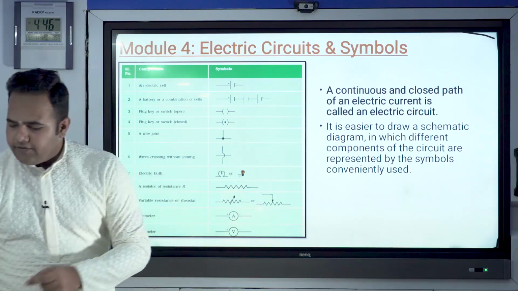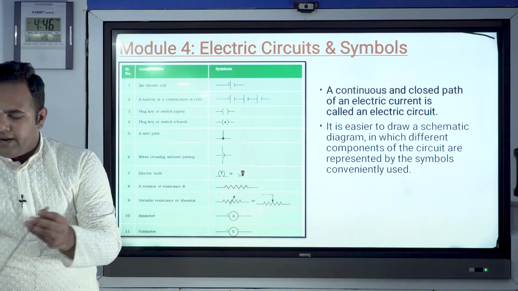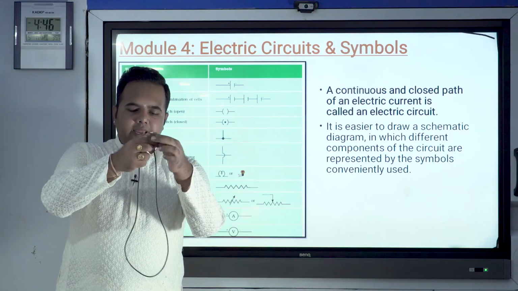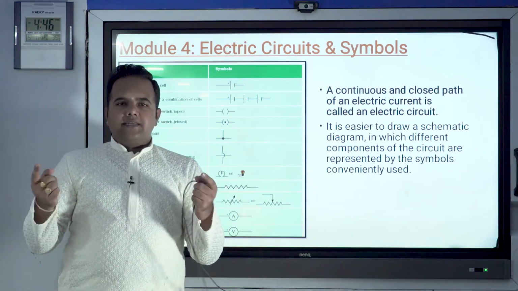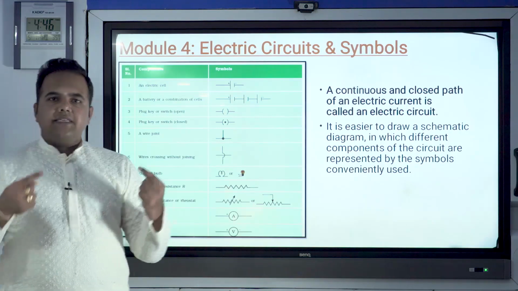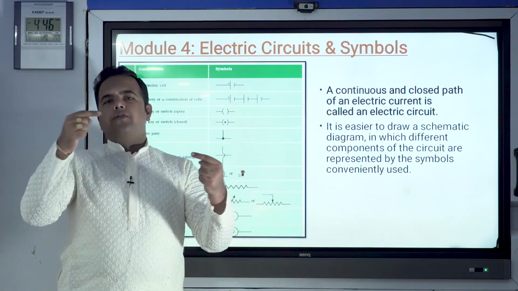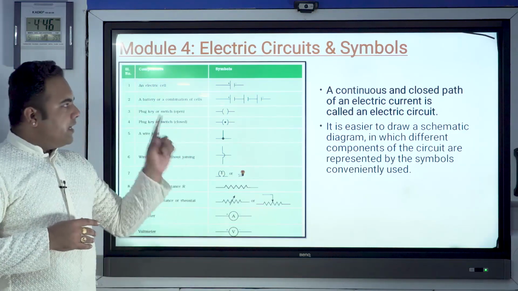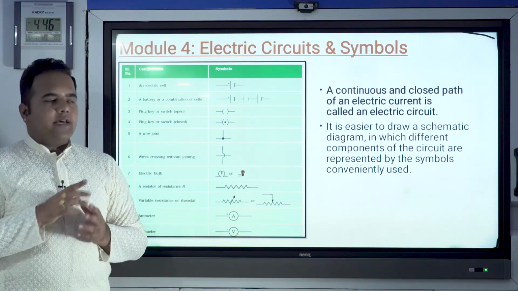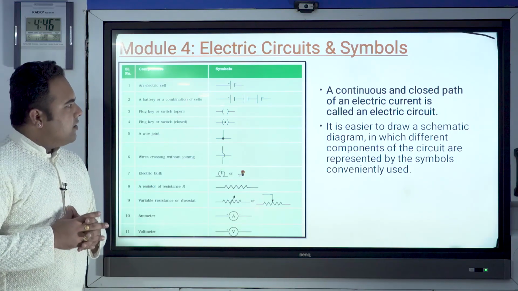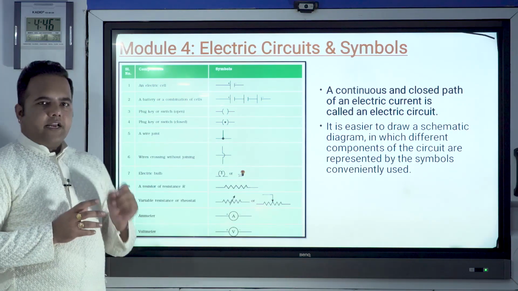As long as the wire is straight and not broken, it can transmit current. But the moment I break this into 2 parts, the moment there is a breakage in the circuit, the current will never flow from one point to the next point. So for the current to flow and complete a circuit, we define that a continuous and closed path of an electric current is called an electrical circuit.